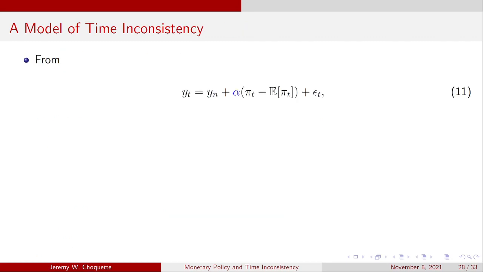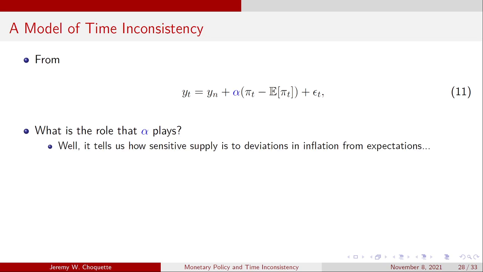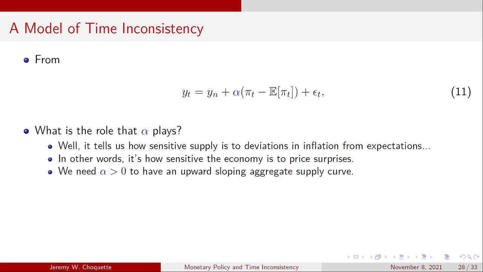Okay, back to the Phillips curve, or the expectations augmented Phillips curve for output. We talked about deviations in actual from expected inflation, but let's talk about what this alpha term is. What is the role that alpha plays? Well, it tells us how sensitive supply is to deviations in inflation from expectations. How sensitive is the economy to price surprises? Now, alpha has to be larger than 0, so it's non-negative, it's positive, in order for supply to have an upward sloping slope.